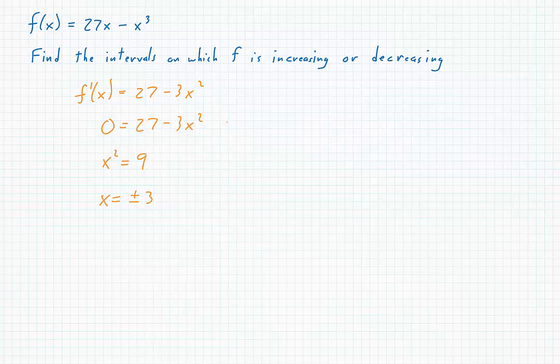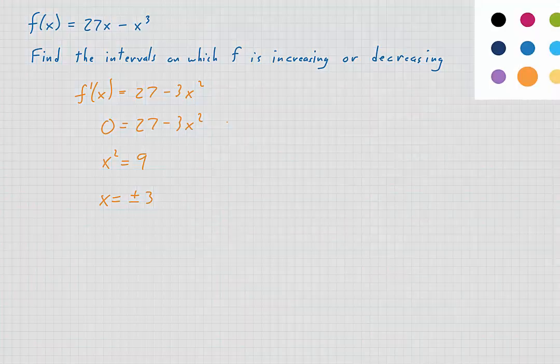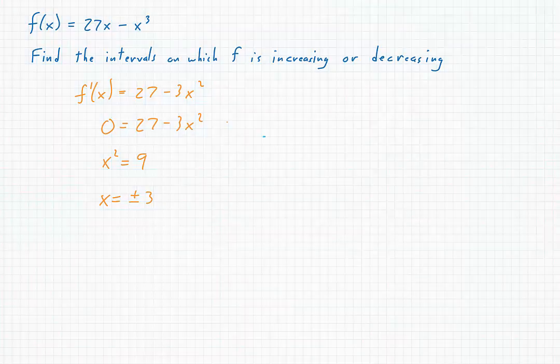Don't forget the plus or minus when you take square roots on both sides of an equation. Negative 3 squared is positive 9, positive 3 squared is positive 9. Both work, they're both solutions. Once we have this information, we'll create a sign chart.